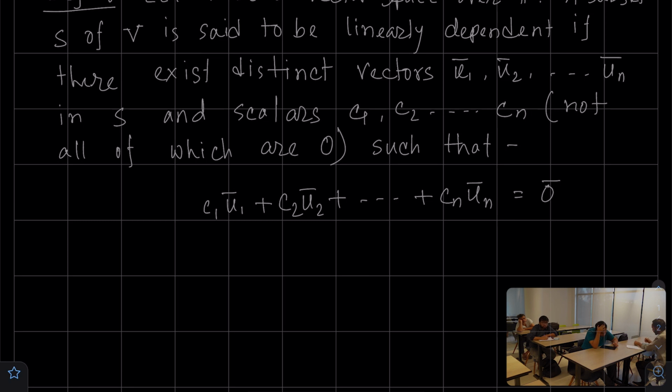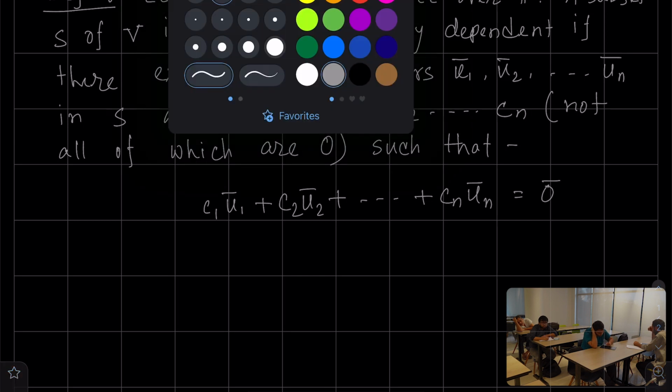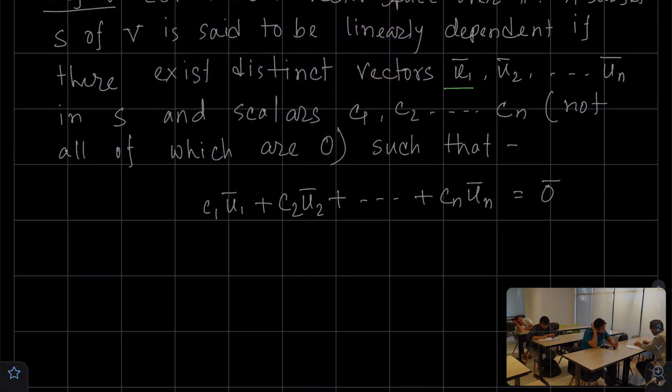So we are considering a set S of the original vector space V, and in this set S, I am considering these distinct vectors u1, u2, un, and I am considering also c1, c2, cn. These are the scalars. Then if c1 times u1 plus c2 times u2 plus dot dot cn times un vector is equal to 0 vector, then we say that this set S is linearly dependent.